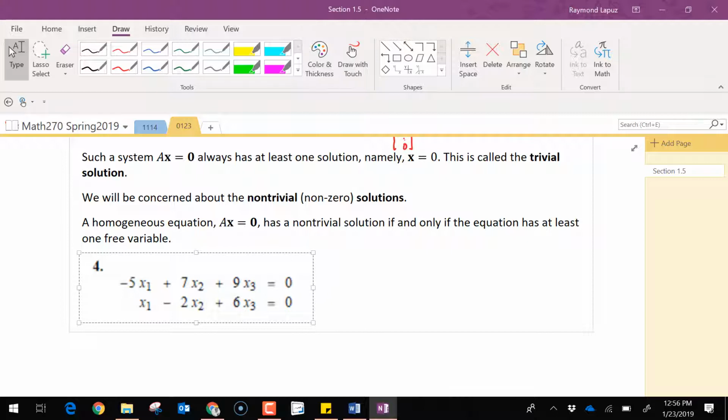All right, so let's take a look at this example. This example is taken from the exercise portion of section 1.5.